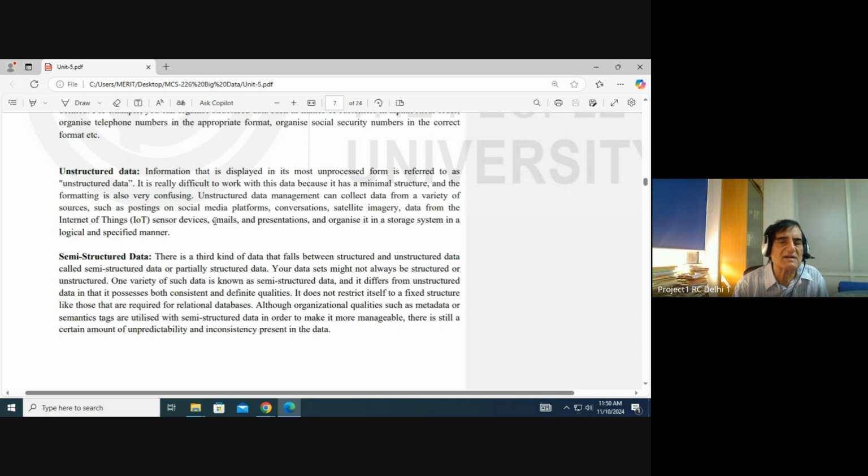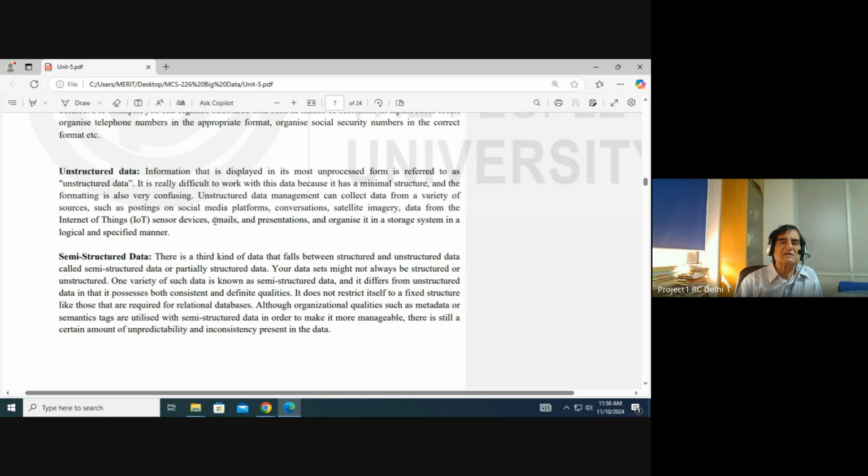Semi-structured: there is a third kind of data that falls between structured and unstructured data. Your data set might not always be structured or unstructured. One variety of such data is known as semi-structured data, and it differs from unstructured data in that it possesses both consistent and definite quality.